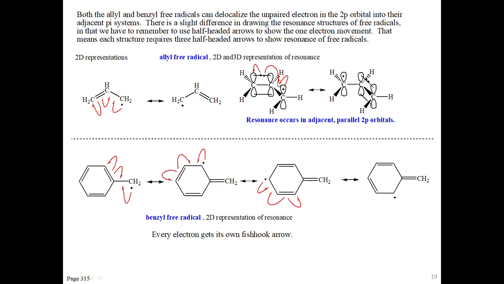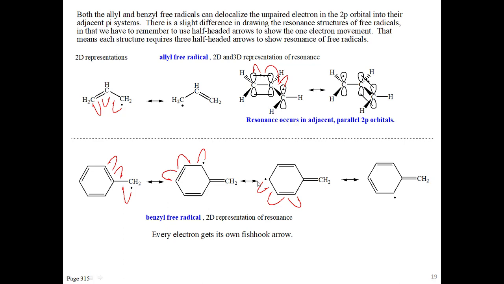This is 3D. The only way this works is if these orbitals are parallel, and so that's why I like to draw the 3D as well, so that you can see that nature that we have there. Okay, so I borrow the electron, make a pi bond here, and then leave the free radical at the other end, and that makes it more stable. And we can do that with the benzyl as well.